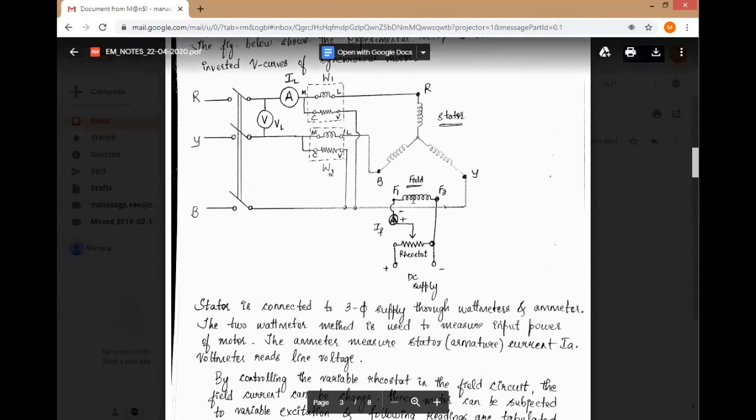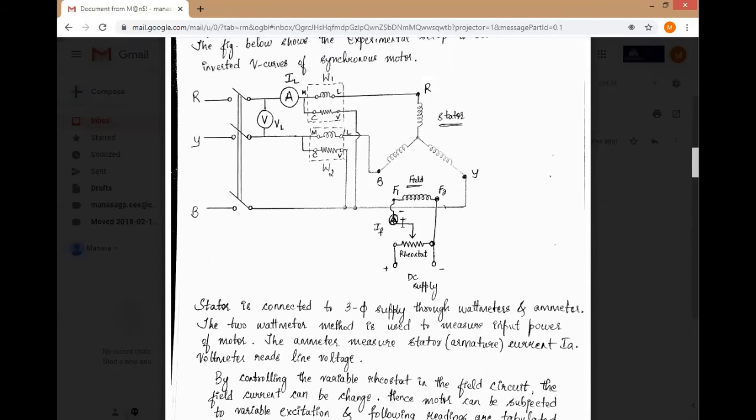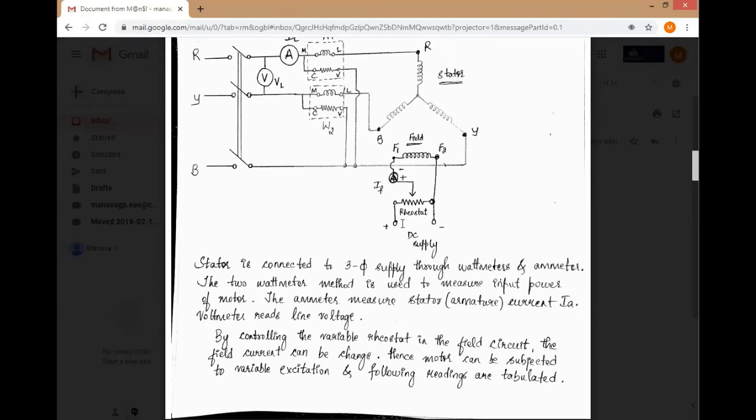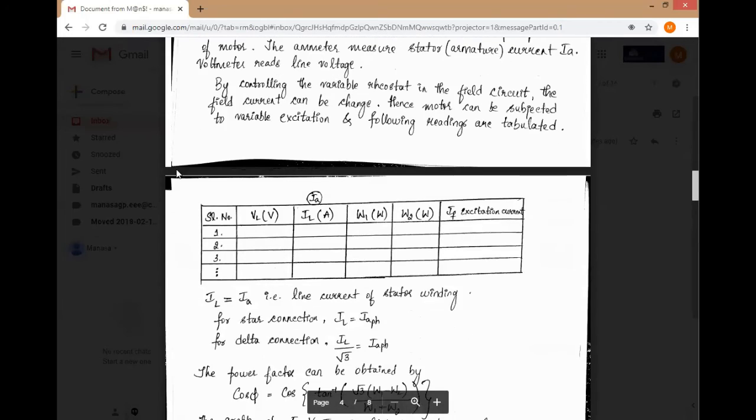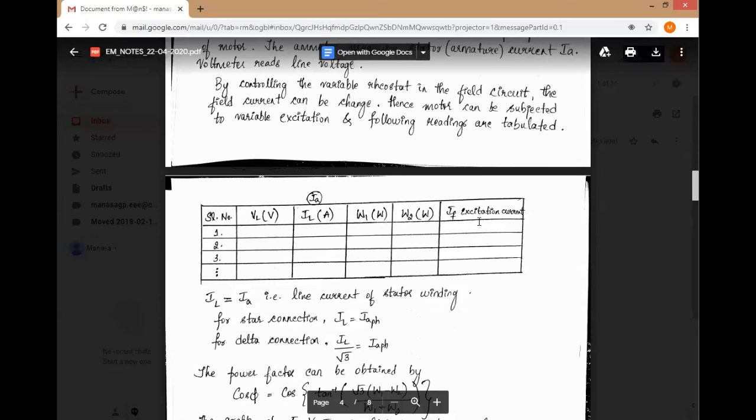We will note down all meter readings. How many meters do we have here? 5 meters. 2 wattmeters, W1 and W2. Then one ammeter connected to the line, which reads IL. One voltmeter, which reads line voltage. And the other ammeter, a DC meter, which is connected to the field in order to read field current. So we are noting down 5 parameters: VL, IL, W1, W2, and IF.